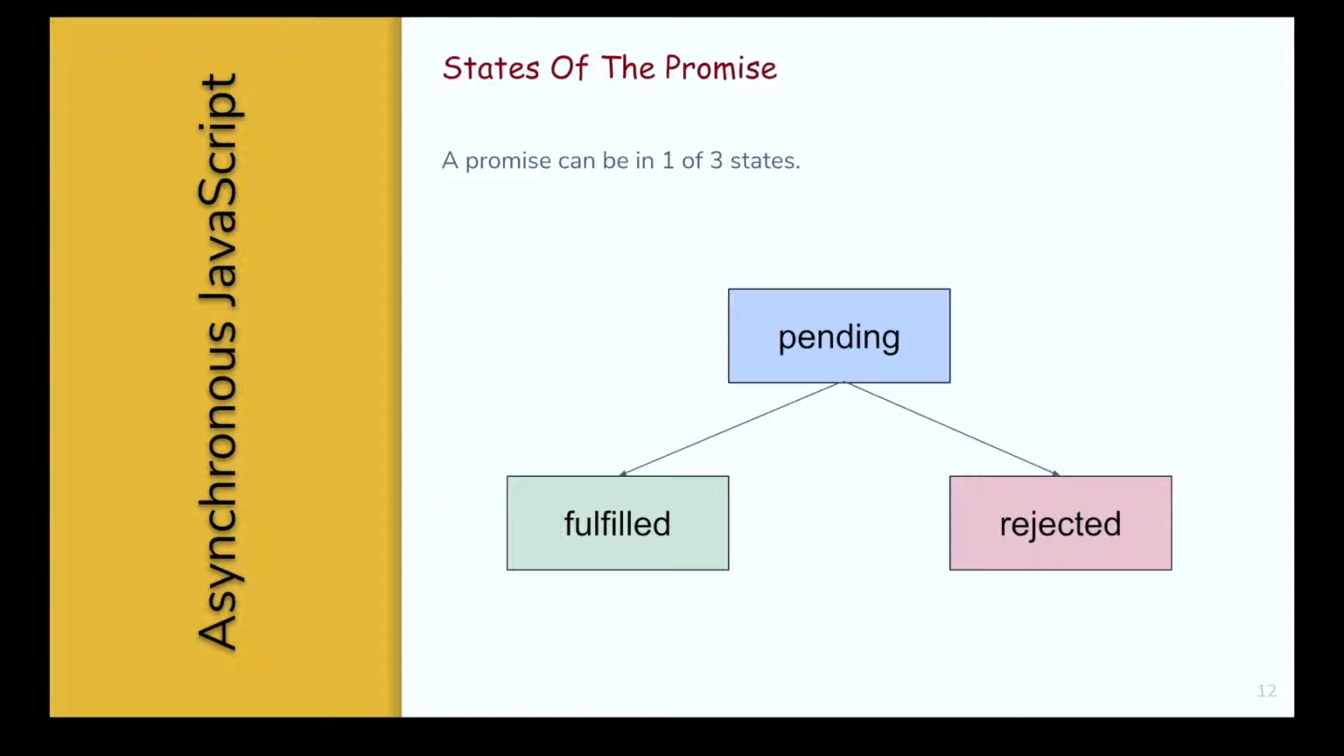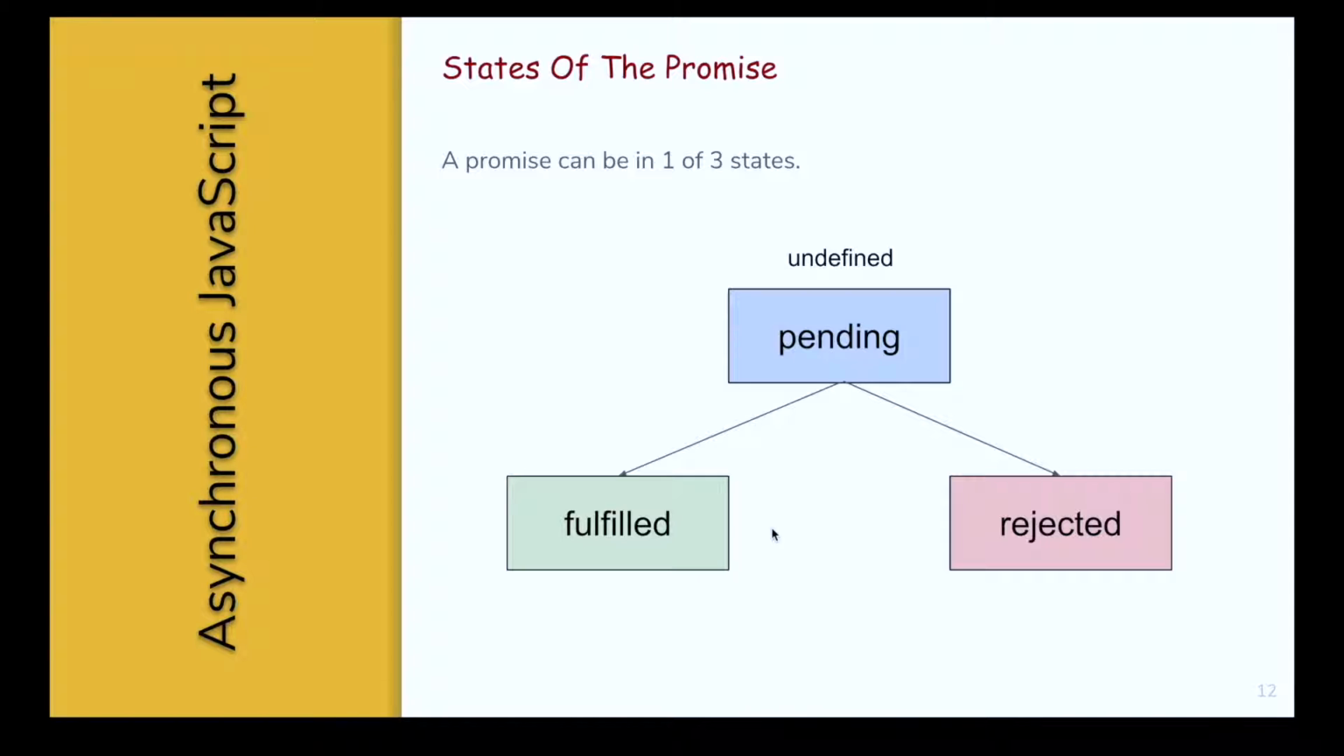Pending status means that promise is neither fulfilled nor rejected. In our example, during these 3 seconds, a promise would be in a pending status. While the promise is in the pending status, the value property will be undefined.